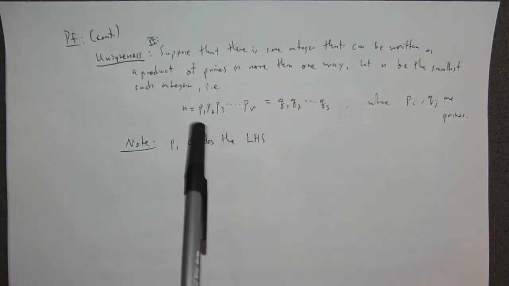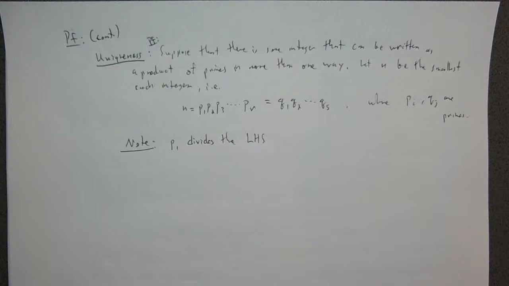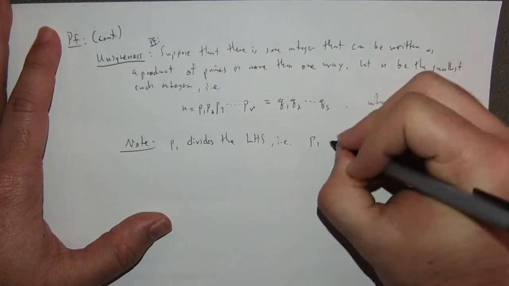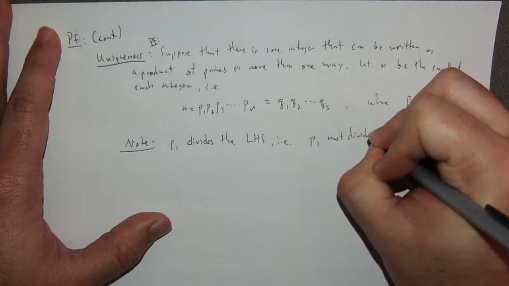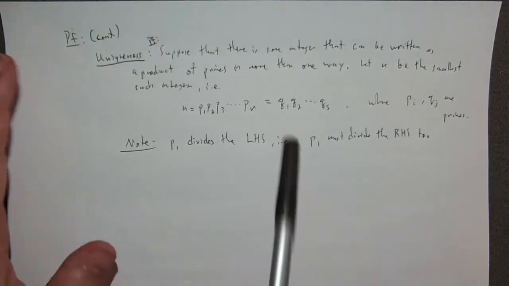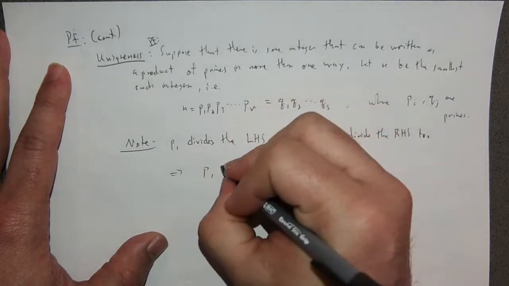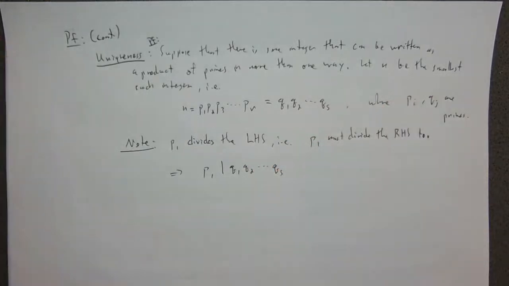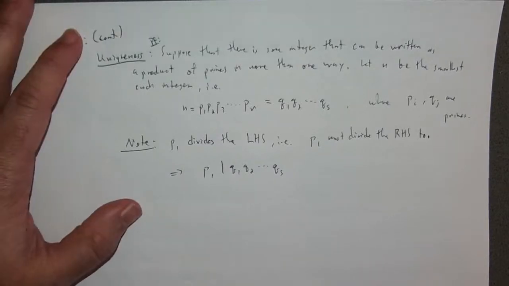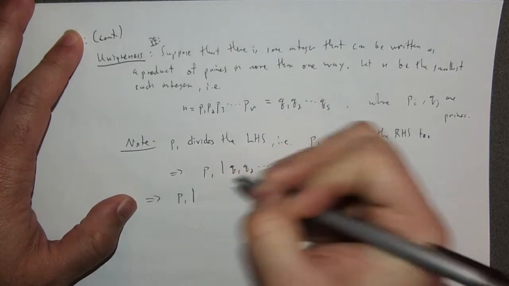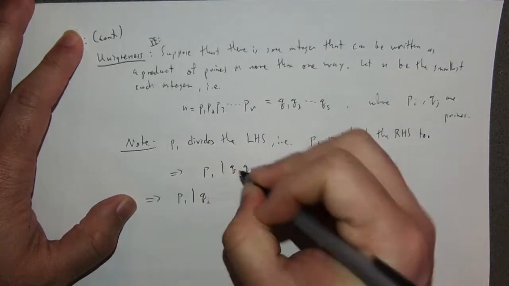It divides the left-hand side because it's just one of the primes in the list, right? I.e., it must divide the right-hand side as well. But what does it mean to divide the right-hand side? I.e., rewriting that, p sub 1 divides this product. So now you see what's going to happen here. Okay, so this means that p sub 1 divides q sub i for some i.